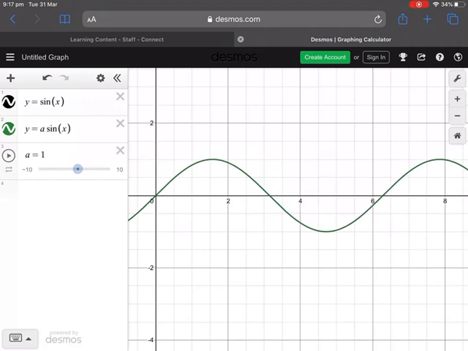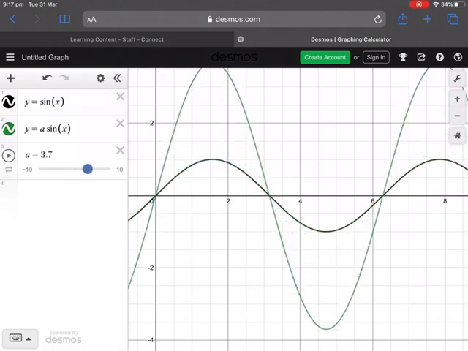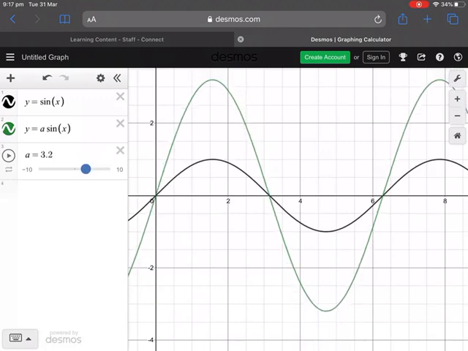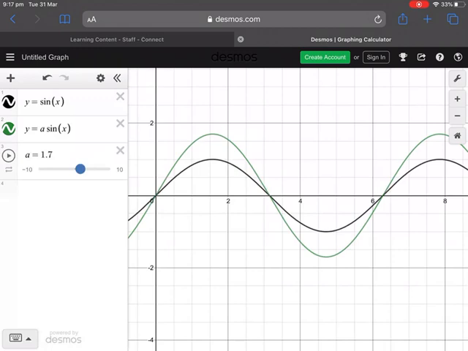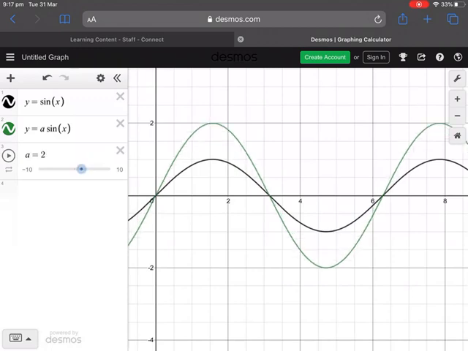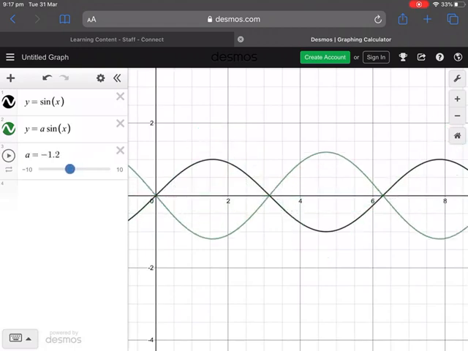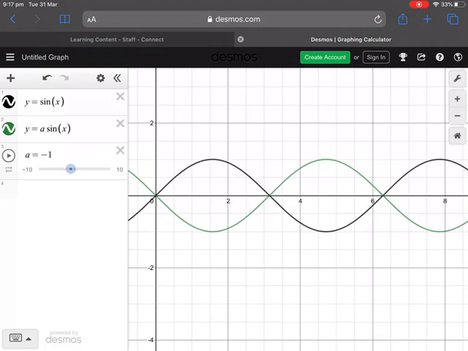So when a is equal to 1, it obviously just stays the same, but as I increase a, what you should see is that the amplitude of the graph increases. Let me just stop on a whole number. So we can see when a is equal to 2, the amplitude is 2. Now if I go to the negative, let's start at -1, you'll see the amplitude is still 1, so the negative isn't affecting the amplitude.